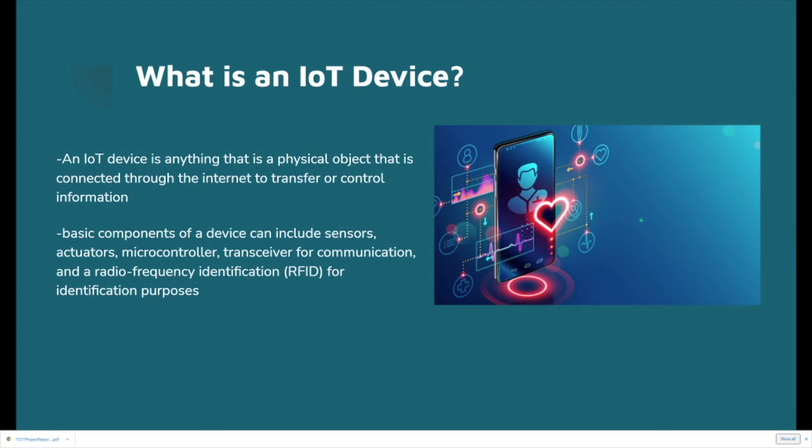What is an IoT device? An IoT device is anything that is a physical object that is connected through the internet to transfer or control information. Some basic components of a device can include sensors, actuators, microcontrollers, a transceiver for communication, and radio frequency identification, which is RFID, for identification purposes.